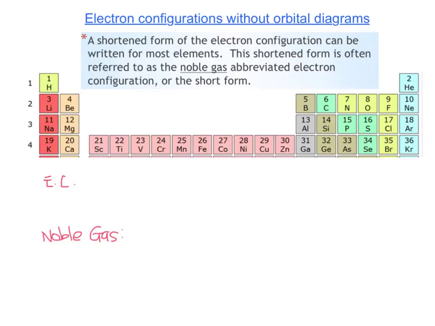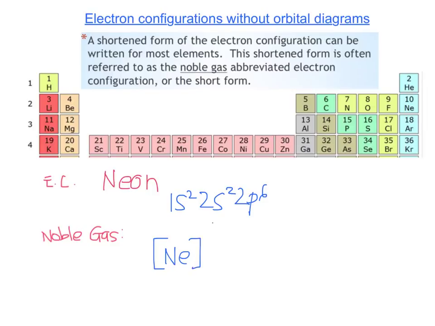Now what happens if your element happens to be a noble gas? Let's do neon. Neon has 10 electrons, and its electron configuration is 1s2, 2s2, 2p6. Now, I can't just put neon in brackets. Not allowed, and that's because it doesn't show me the valence electrons in the highest energy level.